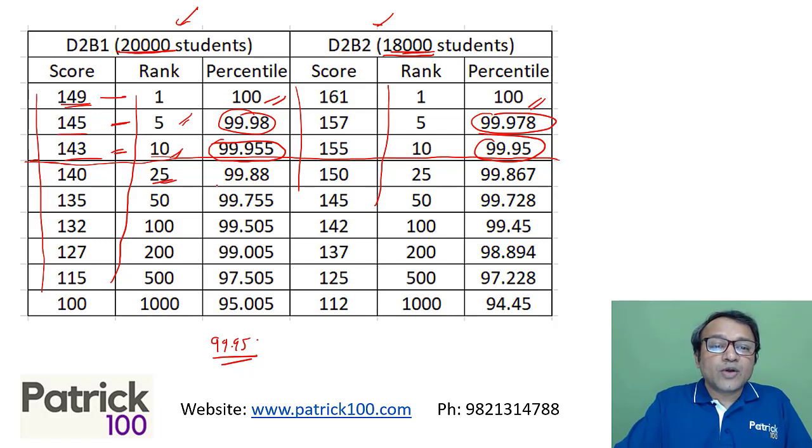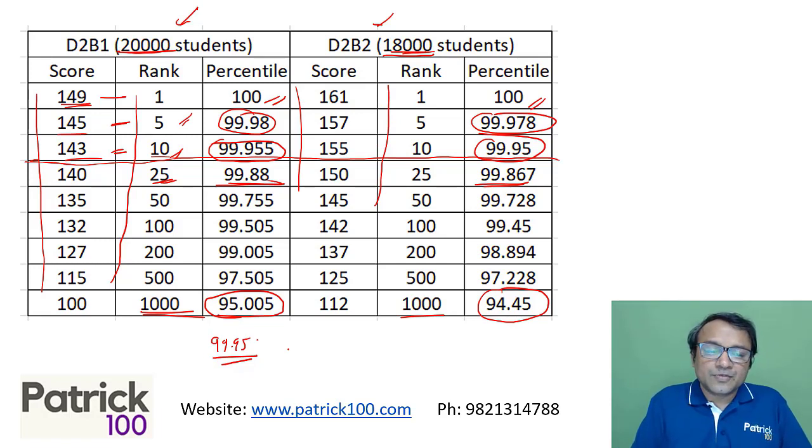25th rank, if you look at 99.88 out here, 25th rank 99.867. The difference becomes slightly more when you go higher. So at 1000th rank, in both the cases, first will have 95.005, second will have 94.45, around 0.55 percentile difference. But that is obvious because the first slot has more number of students than the second slot. So I hope this gives you a fair idea in terms of how the percentiles will be calculated across slots.